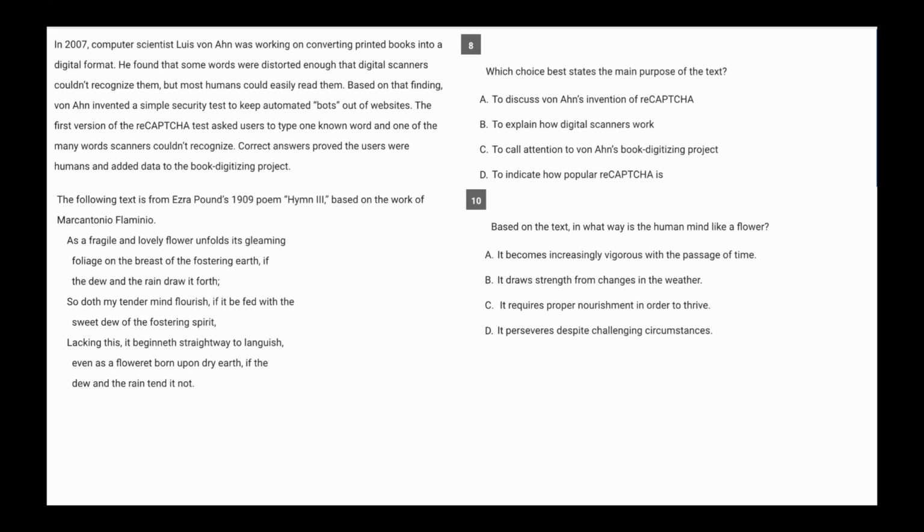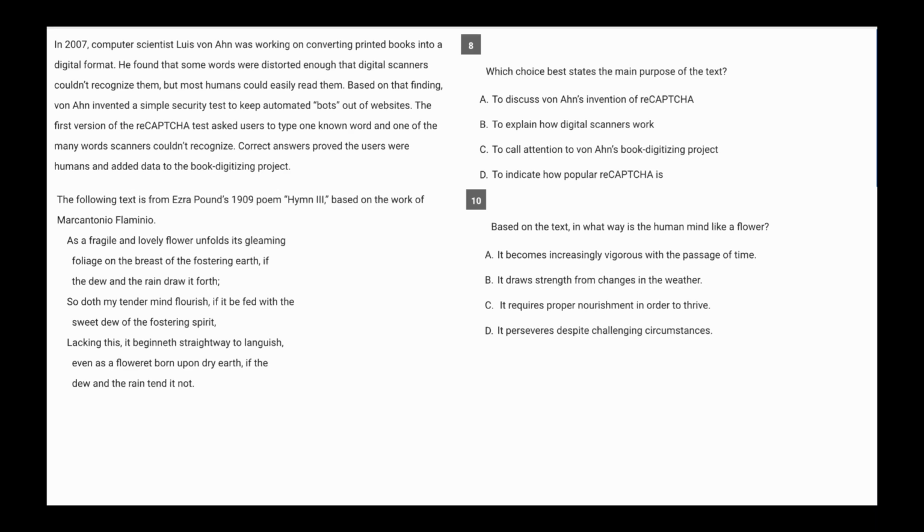A is gone. B. It draws strength from changes in the weather. Is there anything about it drawing strength from the changes in weather? The only thing related to weather is rain here. And it's not even in the context of weather, it's in the context of food for the flower. And also, there is nothing about the human mind gaining strength because of the changes in weather. It is illogical just by looking at the passage, so B is incorrect. C, it requires proper nourishment in order to thrive. This is 100% correct.